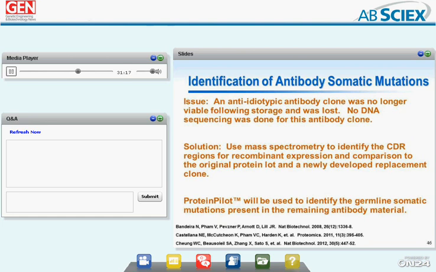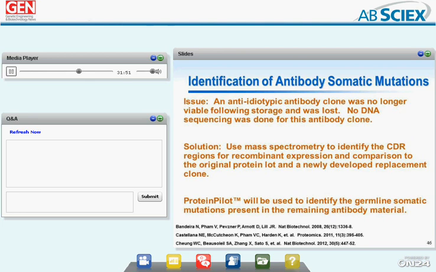We have a case study here where we had an anti-idiotypic antibody clone that was no longer viable following storage, and it was lost. Unfortunately, we were not able to do any DNA sequencing for this antibody clone, and so our solution was to use mass spectrometry to identify all of the CDR regions, so we can make a recombinant expression of this antibody and compare it to our original protein lot for a newly developed replacement clone. In this example, we will use Protein Pilot to identify any germline-specific somatic mutations in our remaining antibody material.